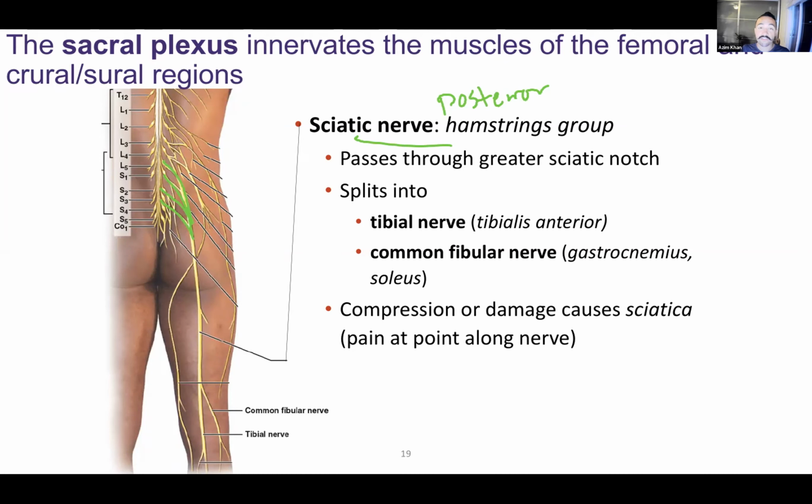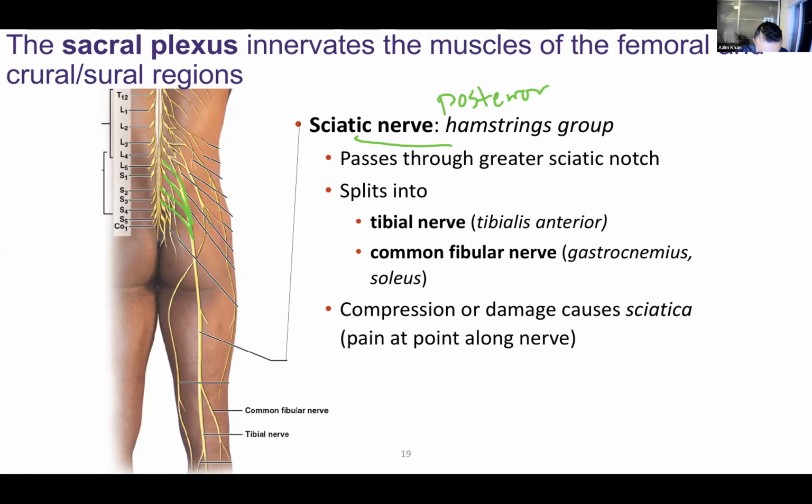That name should sound familiar, besides sciatica, which is a damage to this nerve, but remember the greater sciatic notch, that big notch on the posterior side of the coxal bone? It passes through that part of the bone, the sciatic nerve, hence greater sciatic notch.